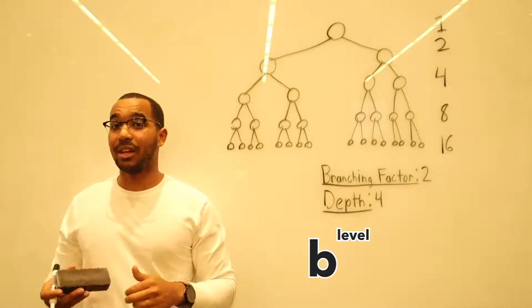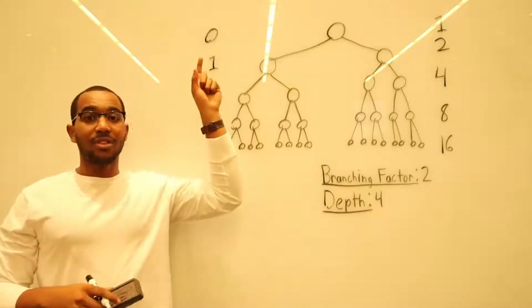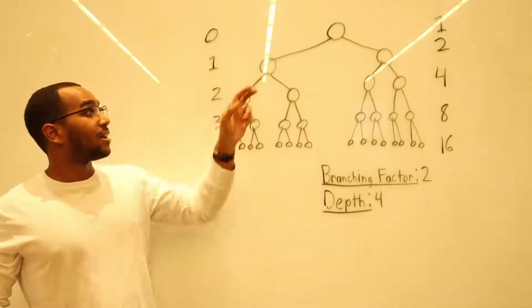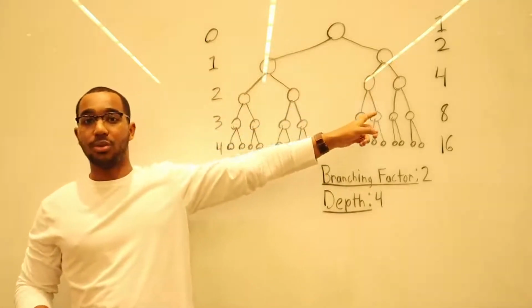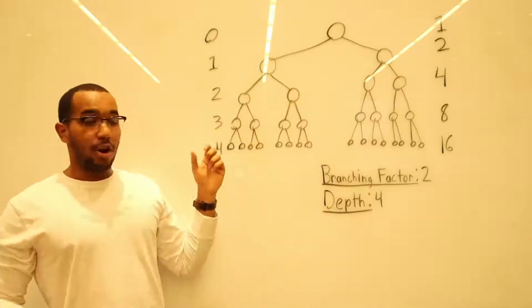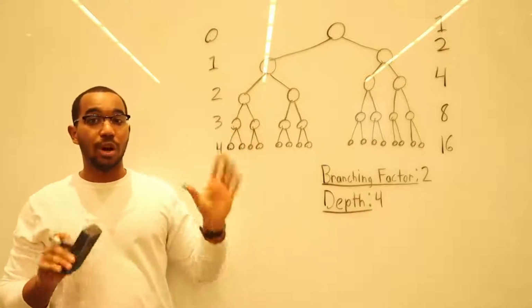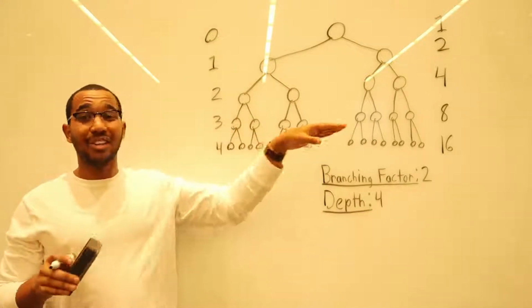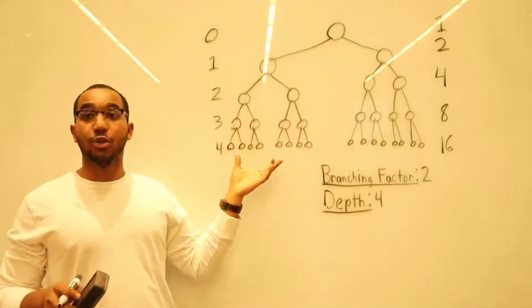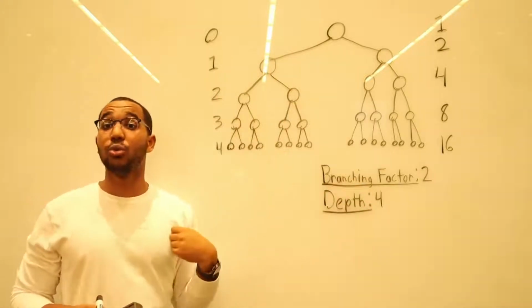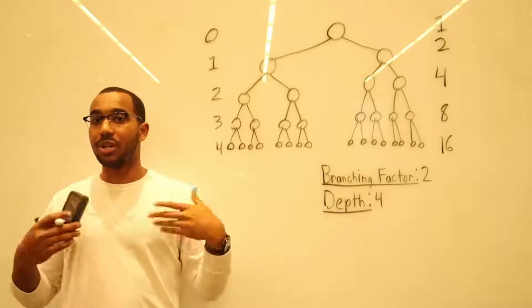So to make this clear, let me number the levels. The top level is level 0, level 1, level 2, level 3, level 4, and correspondingly we have 1, 2, 4, 8, 16. And our branching factor is 2. What do we need to do to know the amount of nodes in every level of recursion if our tree is perfect? We can just do the branching factor to the level because we notice this.